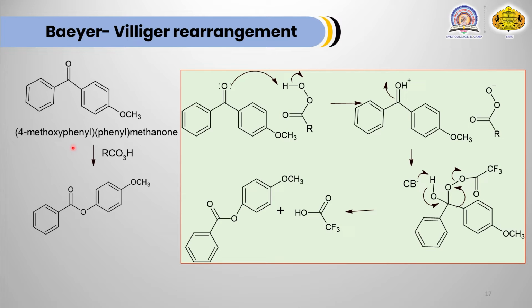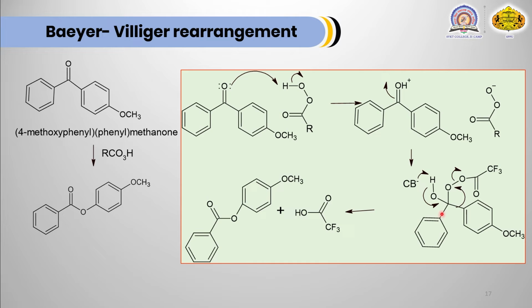It undergoes Baeyer-Villiger rearrangement with peracid, and there is formation of ester. The mechanism is very similar to earlier cases. Protonation of oxygen with peracid takes place, and there is generation of an electrophilic center. The conjugate base of this peracid attacks this carbonyl center, and this is the intermediate which is obtained.